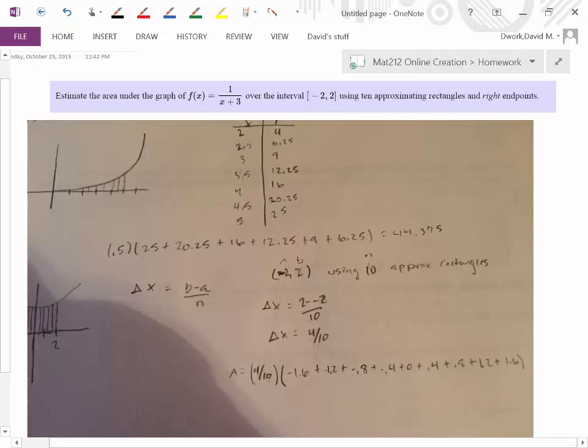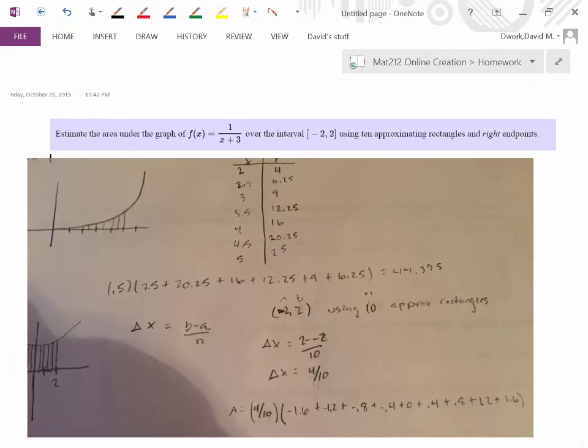Okay, so let's make sure you really get what's going on. The problem's asking you to estimate the area under the graph of f of x equals 1 over x plus 3. So what does that graph look like?